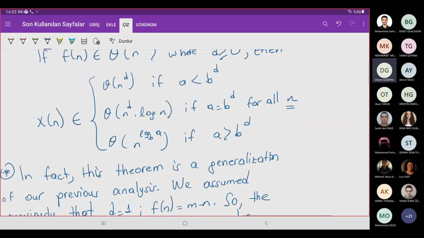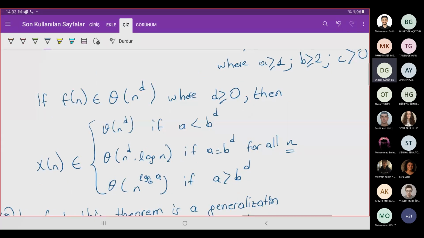A is equal to 2, B is equal to 2, and D is equal to 1, it means what? A is 2, B is 2, D is 1. It's actually A is B to the power D, this part, right? It falls into this category because A is B to the power D. 2 is 2 to the power of 1, okay? So that's why, since D is 1, it becomes theta of n log n, or merge sort, okay? So this master theorem immediately gives us the result here, okay?